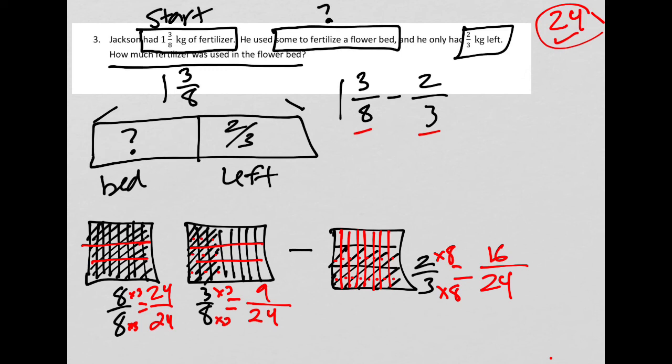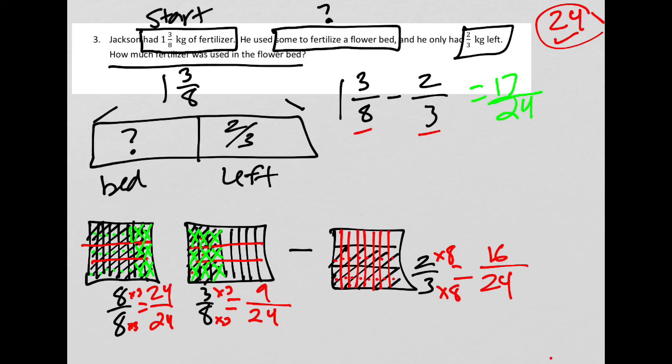So I can take this model and I can just start crossing off my 16 24ths. 1, 2, 3, 4, 5, 6, 7, 8, 9, 10, 11, 12, 13, 14, 15, 16. So I'm left with 1, 2, 3, 4, 5, 6, 7, 8, 9, 10, 11, 12, 13, 14, 15, 16, 17. So I am left with 17 24ths.